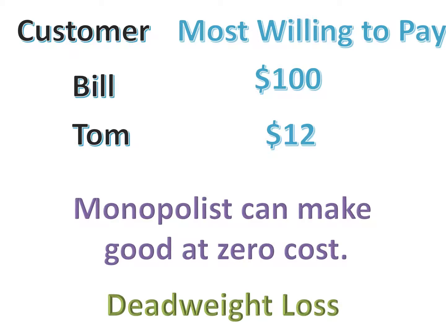So imagine a hypothetical conversation between Tom and the monopolist. The monopolist is only making one good and selling it to Bill. So Tom says, Mr. Monopolist, I know you can make this good for nothing. I'm willing to pay up to $12 for it. So why don't you make it and then sell it to me for an amount under $12 and I'm better off and you're better off.